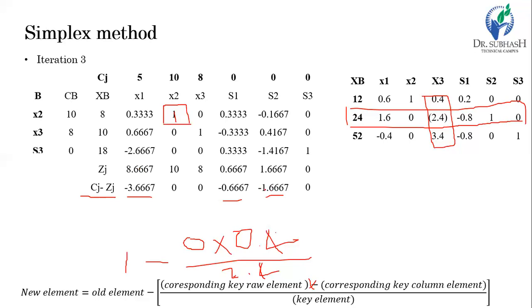So this is the optimality condition achieved, and the optimality condition for the maximization case is that Cj minus Zj must be less than or equal to 0. But in the minimization case, it is reversed: all the Cj minus Zj values must be greater than or equal to 0. So we get the solution x1 equal to 0, x2 equal to 8, x3 equal to 10, S3 equal to 18.